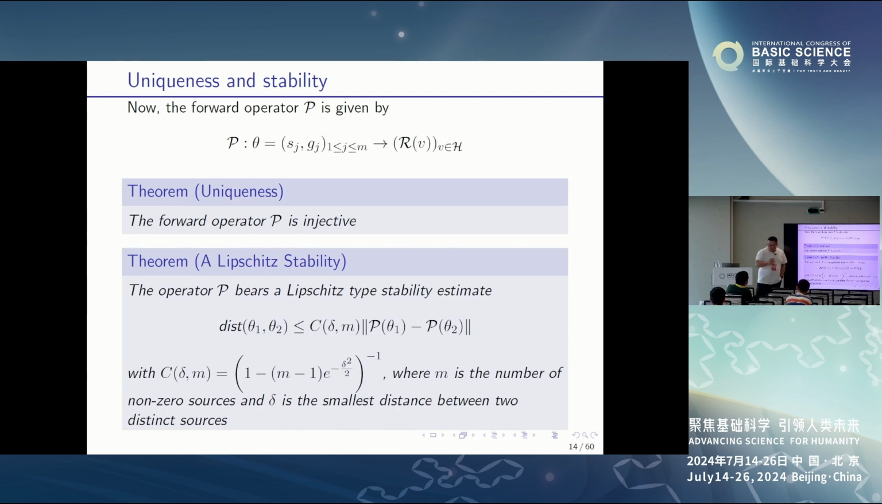So basically, once we have our boundary measurement, we can build RV. If you have two RV that are quite close, then we can build this Lipschitz type inequality. They can control the distance between two sets of parameters. Those are the parameters like the source locations and the intensity functions. And we can have an explicit formula for the stability constant. M here is the number of non-zero sources, and of course the constant is increasing with respect to M. And the data here is the smallest distance between two distinct sources. So roughly speaking, when you have two sources that are very close to each other, it's quite hard to reconstruct them. That makes sense. That's reasonable.